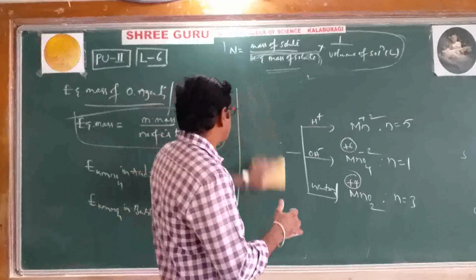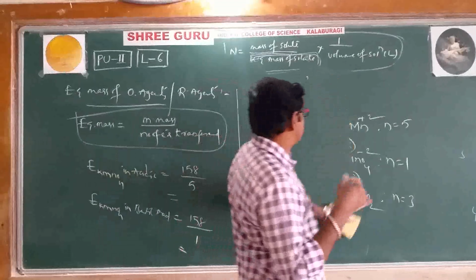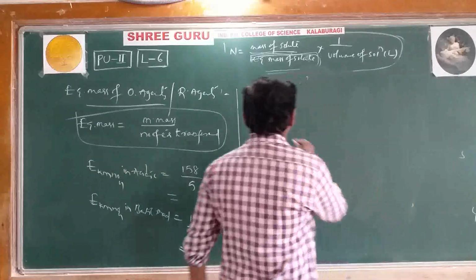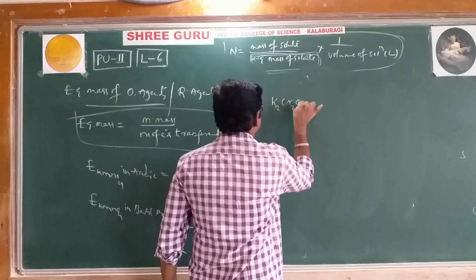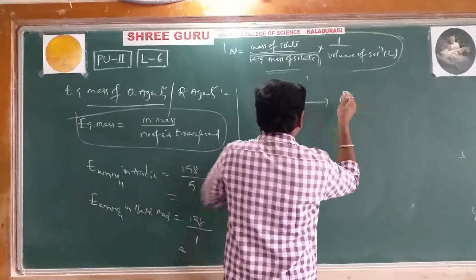Similarly, one more oxidizing agent is also there, that is potassium dichromate. Potassium dichromate also splits as Cr2.